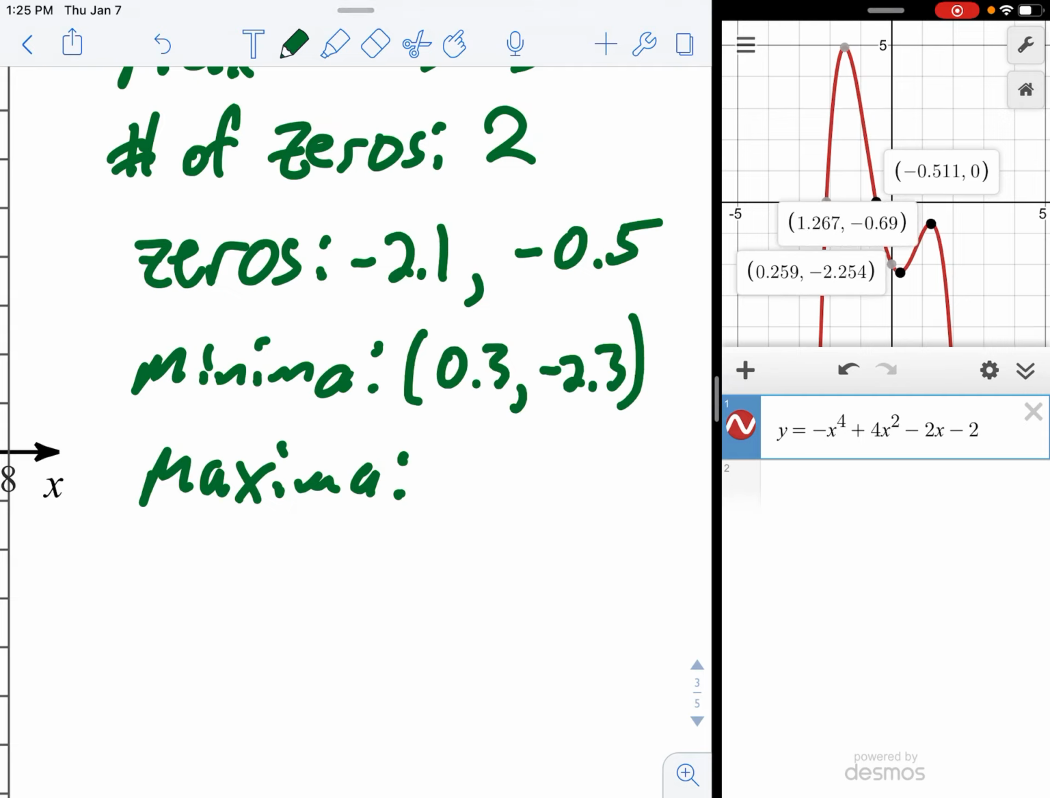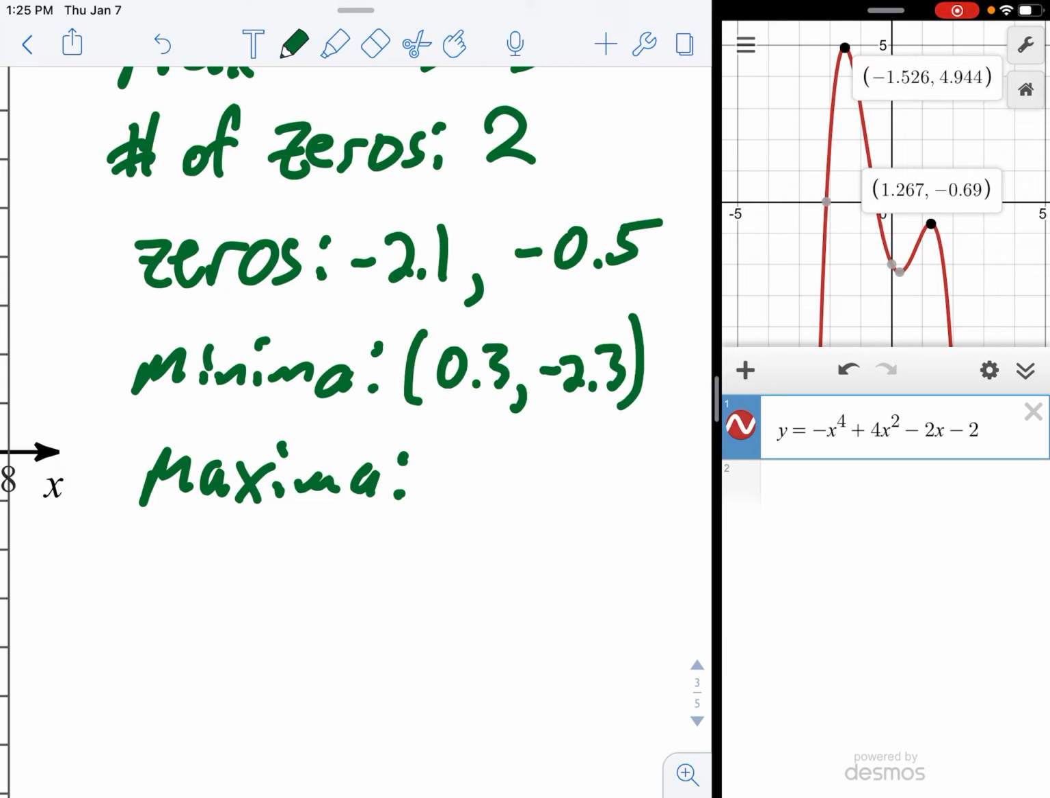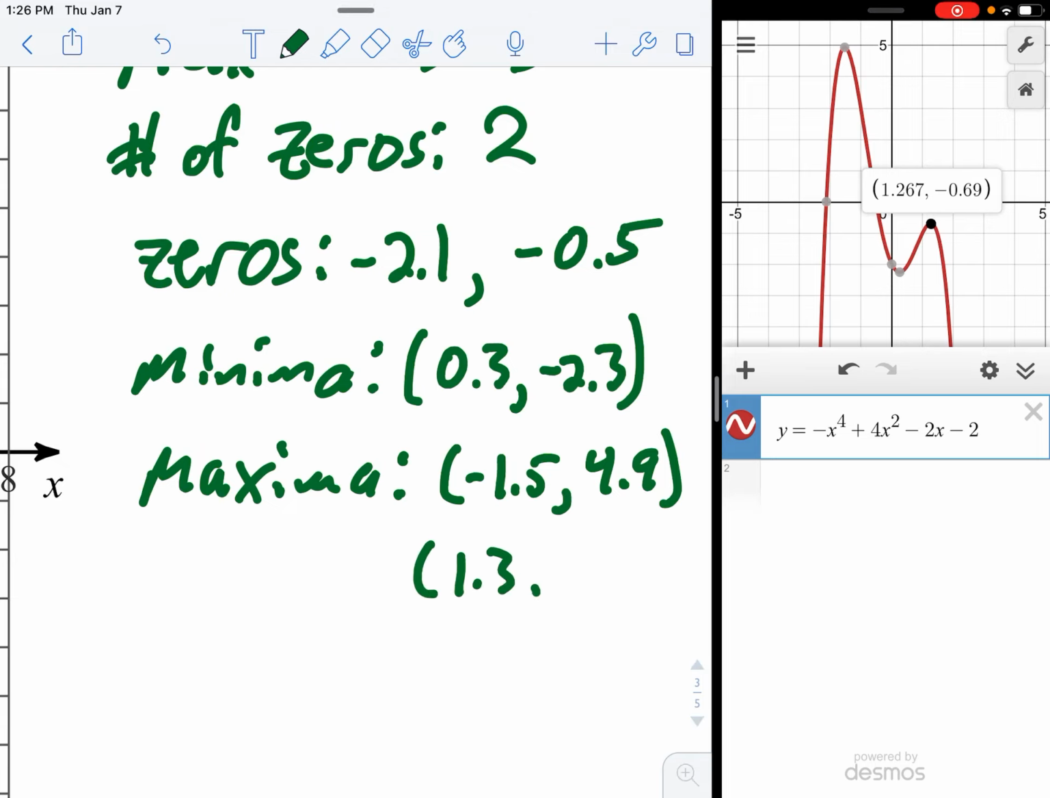Maximum, there's actually 2 maximum values. There's 2 of them. So that one first up there at the top is negative 1.5 comma, nope, that's positive 4.9. And then the second maximum right there is 1.3 comma negative 0.7.